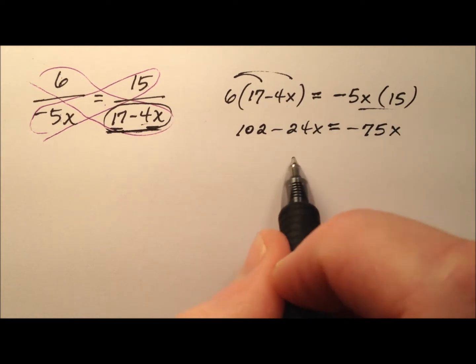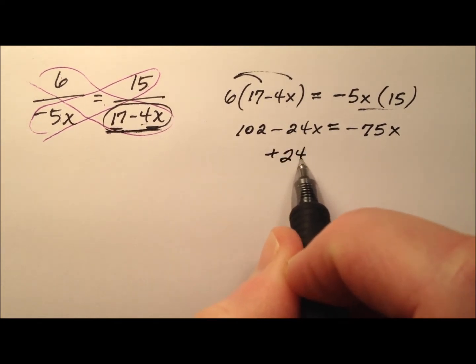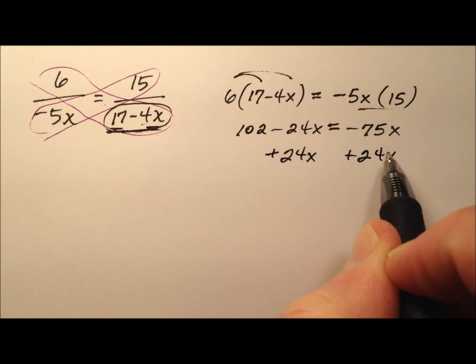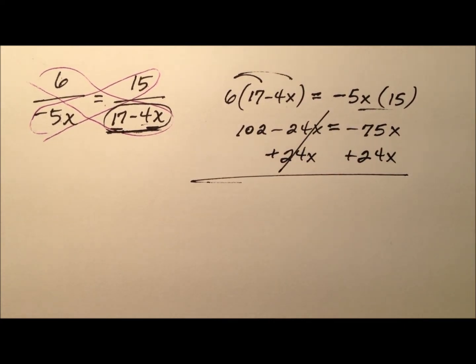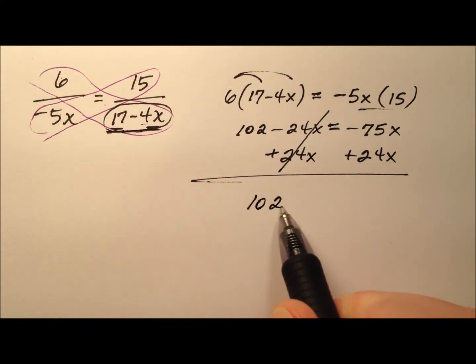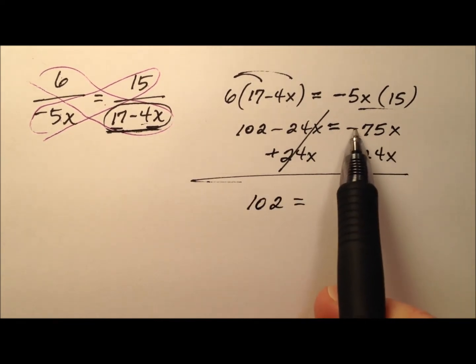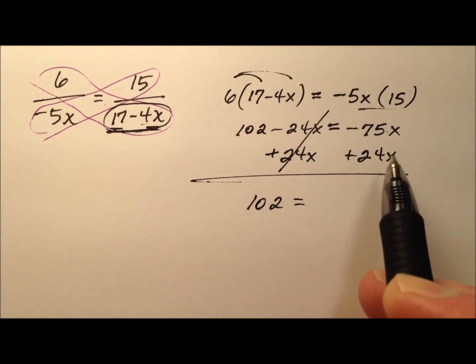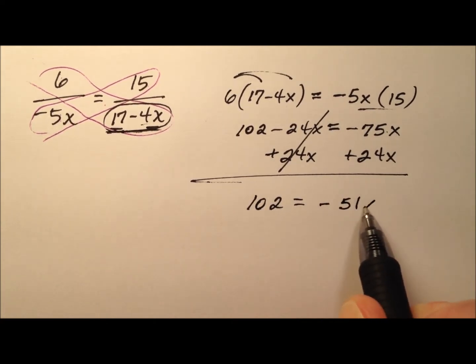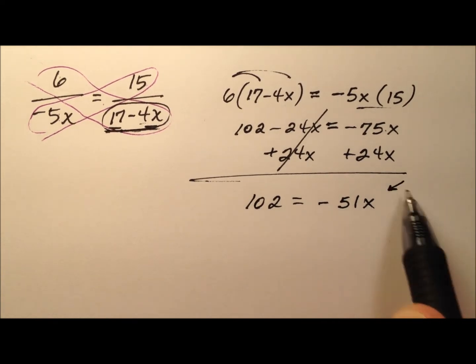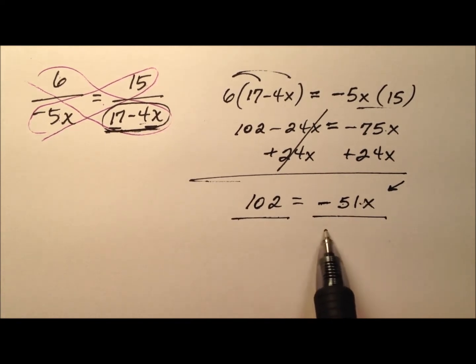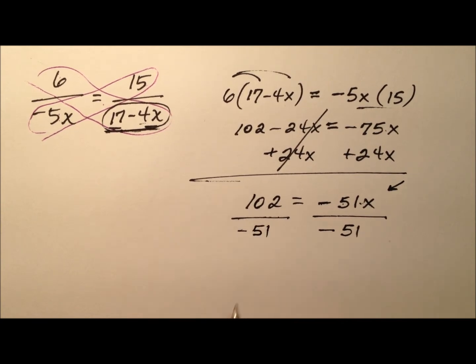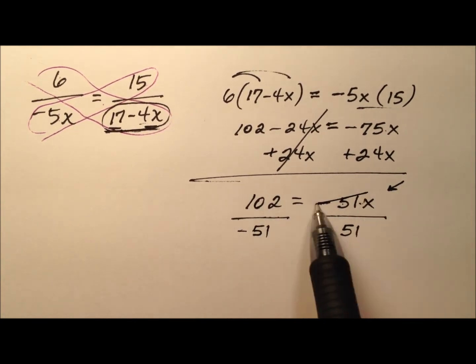Okay, so let's get those x's together. We can do that by adding 24x to both sides. And when I do that, those 24x's will cancel off that left side. And I'll have 102 equals, so negative 75x plus 24x looks like negative 51x. Okay, so in an effort to get this x all by itself, we see that the negative 51 is being multiplied by the x, so the opposite of multiplication is division. So let's go ahead and divide both sides by negative 51.